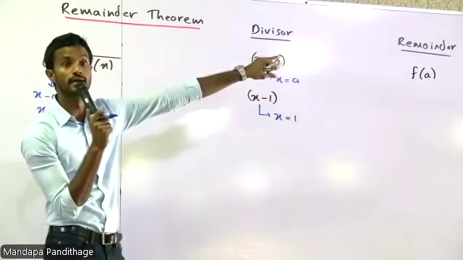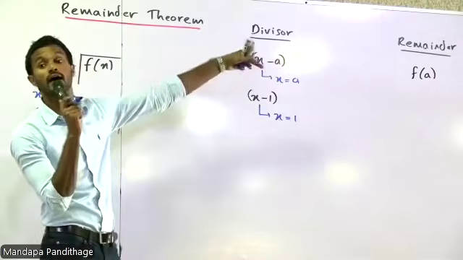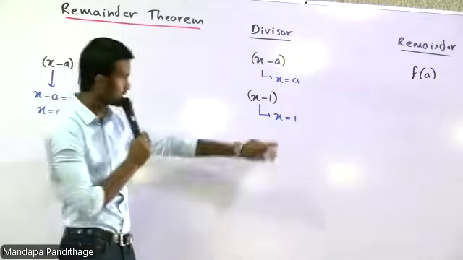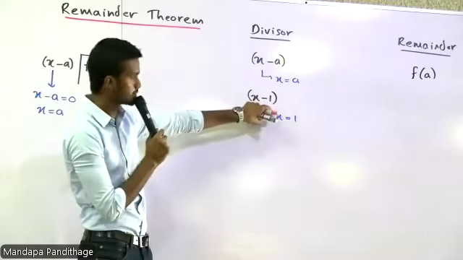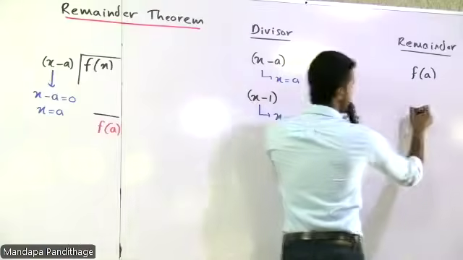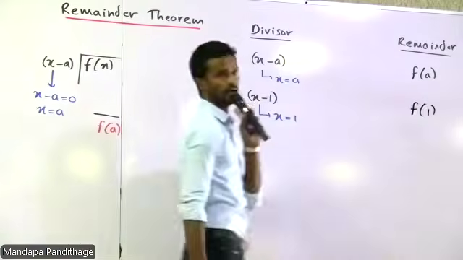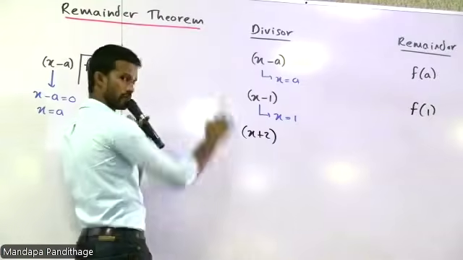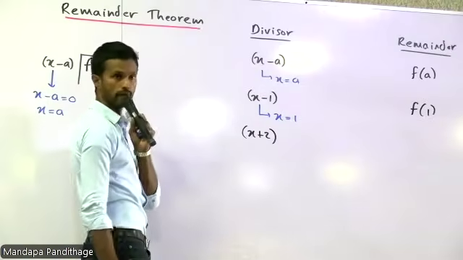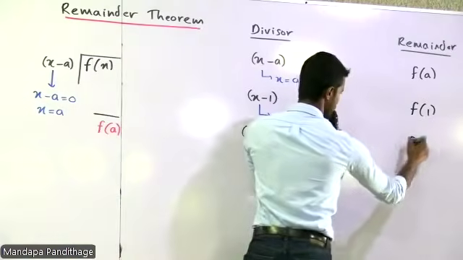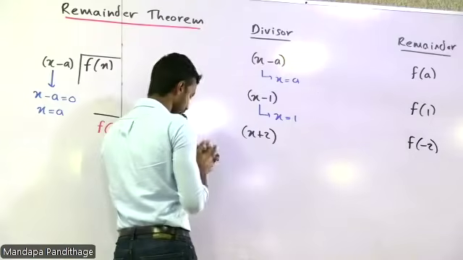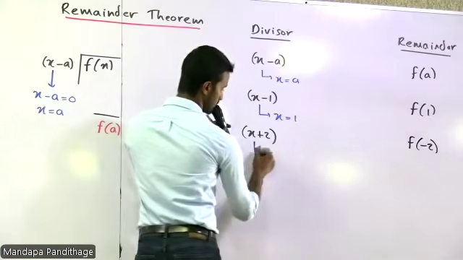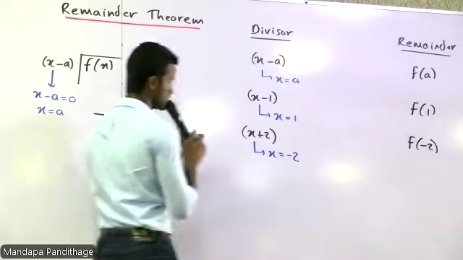Okay, then what is the remainder? F(1). It's not 1. The remainder is not 1. X equals 1 is where the divisor becomes 0. What is the remainder? It's f(1). Okay, now tell me, if I divide this by x plus 2, what should be the remainder? f(minus 2). Clear? Because the divisor here becomes 0 when x is equal to minus 2.